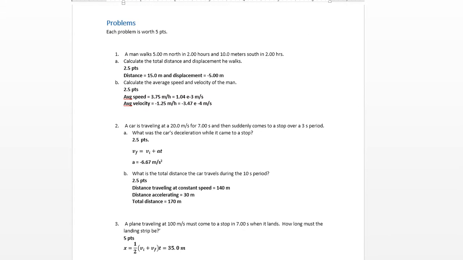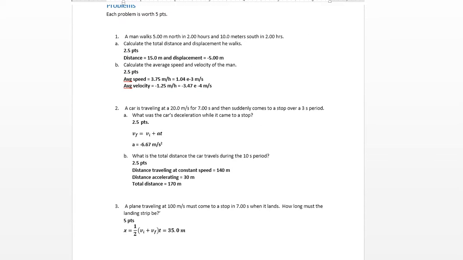In number 2, this was probably the toughest one because it had 2 different types of motion going on. First, you had a car traveling at constant speed for 7 seconds. So conceptually, you need to conceptualize this. The car is moving 20 meters per second every second for 7 seconds. So the distance it travels is easy. It's just 20 times 7, right? 20 meters for every second. There's 7 seconds. So 20 times 7 is 140 meters.